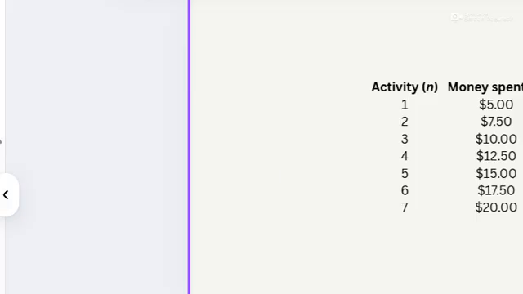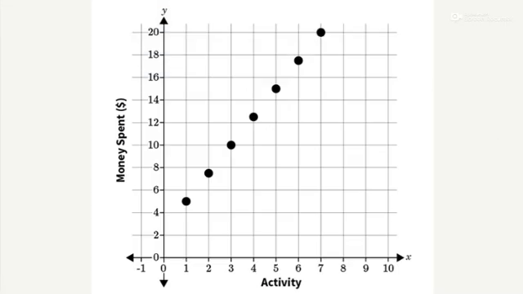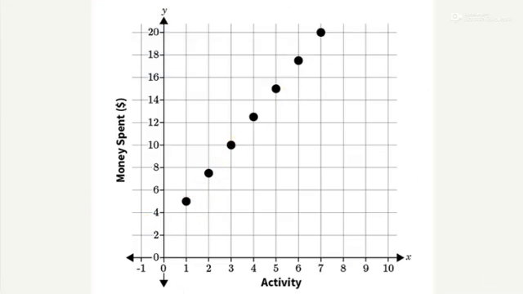You're going to take this information and use it to make a graph with n on the horizontal axis and money spent on the vertical axis. Remember, if you want to do it easily, you can use geogebra.org to create this graph. And here's what the graph will look like. Okay. These are the points that we had on our table.